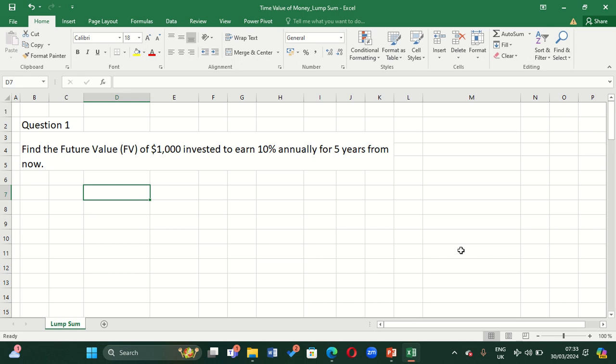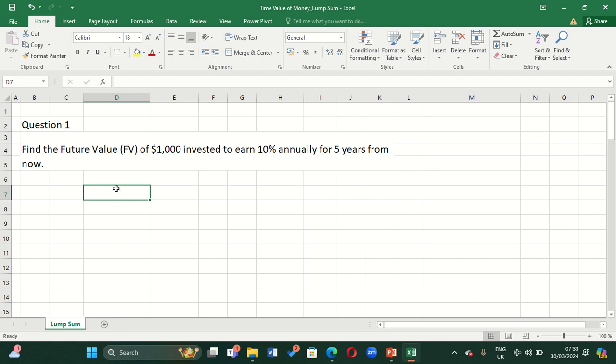Hi everyone, in this class we shall be looking at lump sum. So this is compounding. It may be future value that we are looking for or maybe present value. So in this example 1, we shall be looking at future value. Look at the question. Find the future value of 1000 invested to earn 10% annually for 5 years from now.